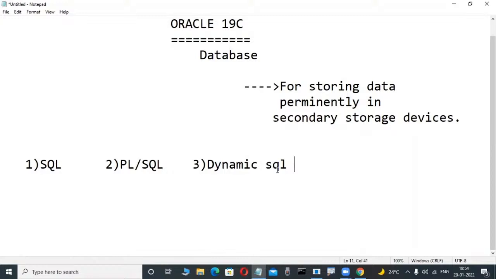SQL is a common one, but syntaxes are different and functions are also different. I'm already telling you.